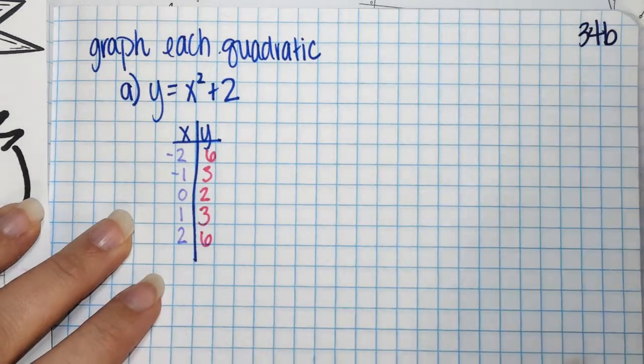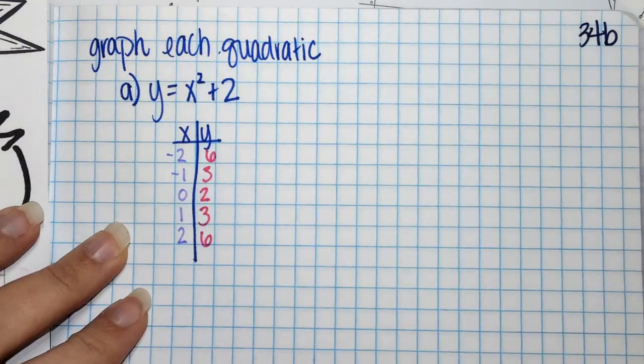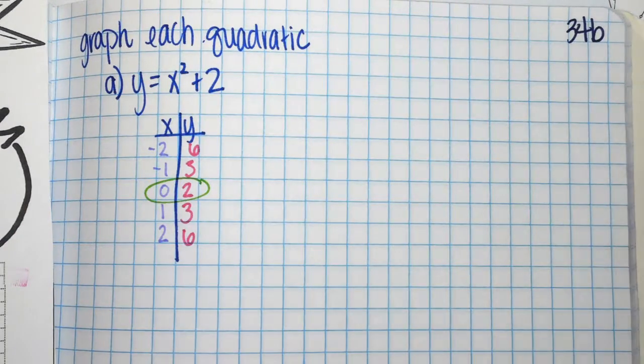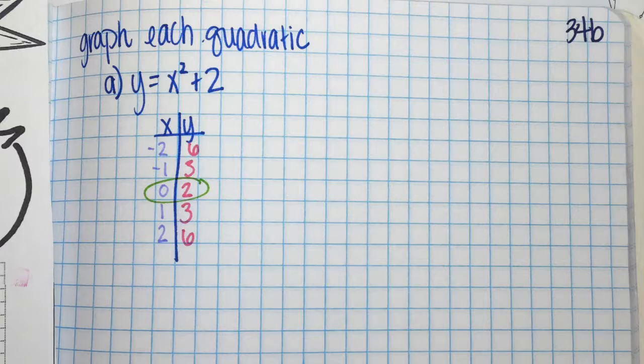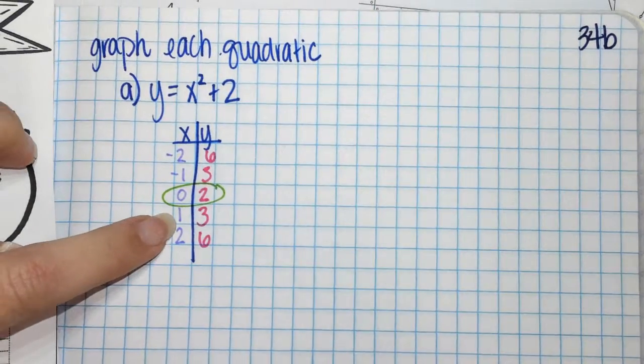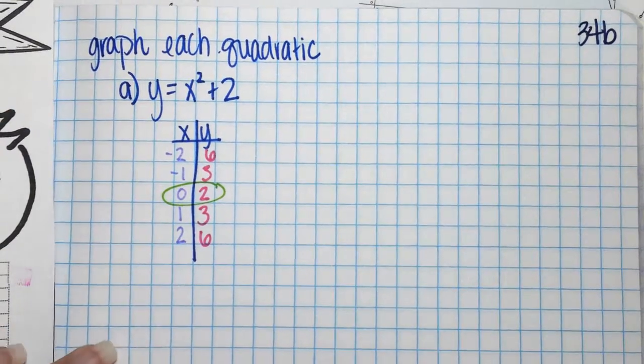All right, which one of those do you think is our vertex? 0, 2. Why? Because it doesn't repeat itself. It doesn't repeat. Beautiful. It's the middle of the table. But what if it was right here? So we're going to have some that shift.